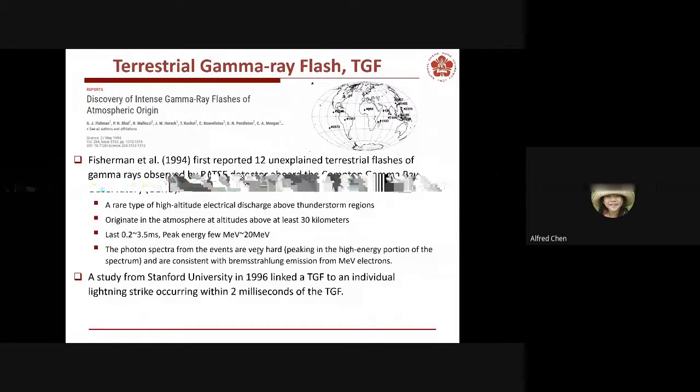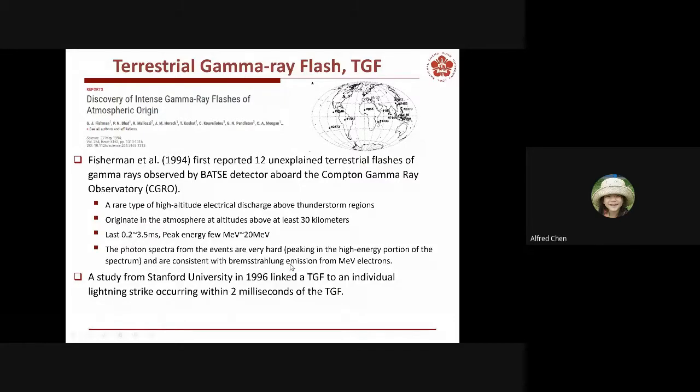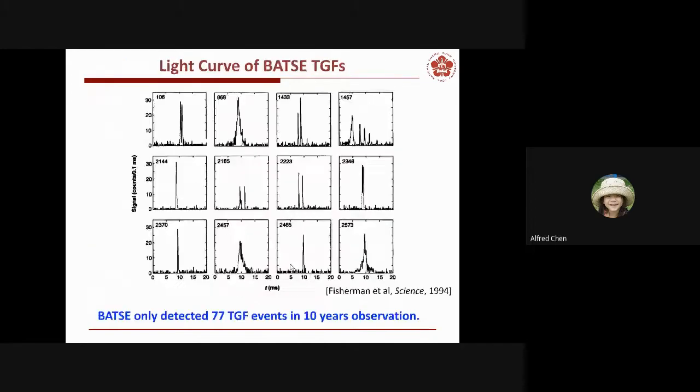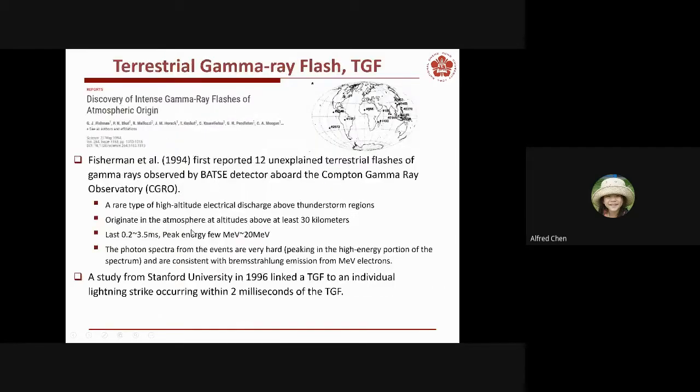So it is a rare type of high altitude electrical discharge above the thunderstorm region. And according to the analysis, they originate in the atmosphere at an altitude of at least 3 kilometers. The duration of these events lasts only 0.2 to 3.5 milliseconds. So this is the light curve of these basic terrestrial gamma ray flashes. These are the 12 events reported in 1994. So it is very short.